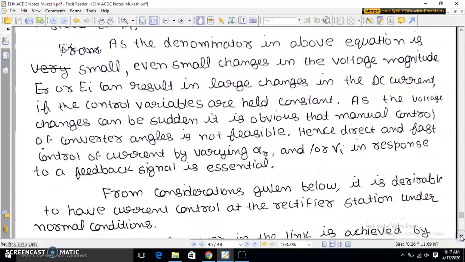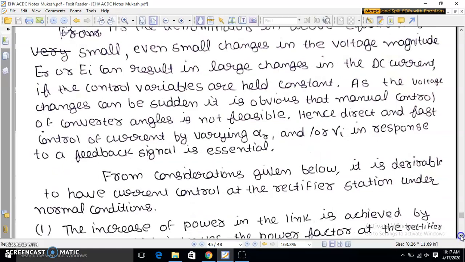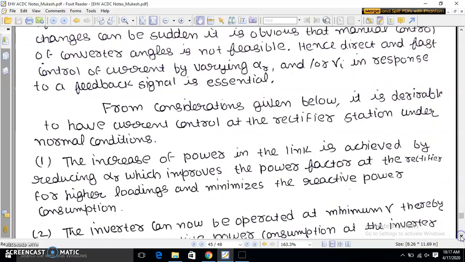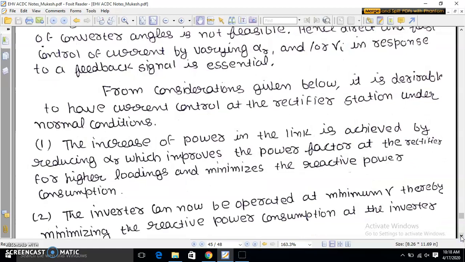From the considerations given below, it is desirable to have current control at the rectifier station under normal conditions. 1. The first condition is that the increase of power in the link is achieved by reducing alpha R, which improves the power factor at the rectifier for higher loading and minimizes the reactive power consumption.